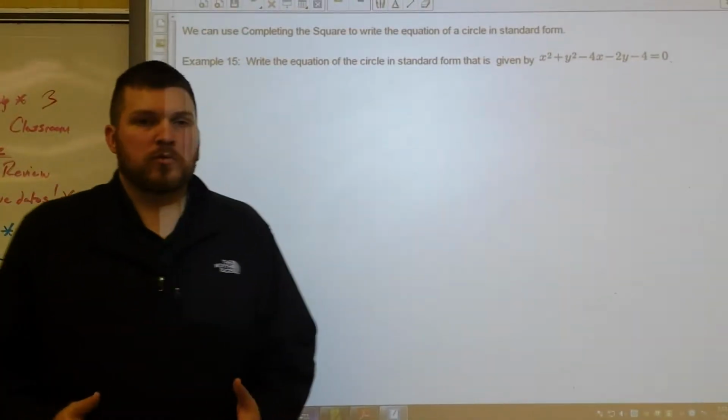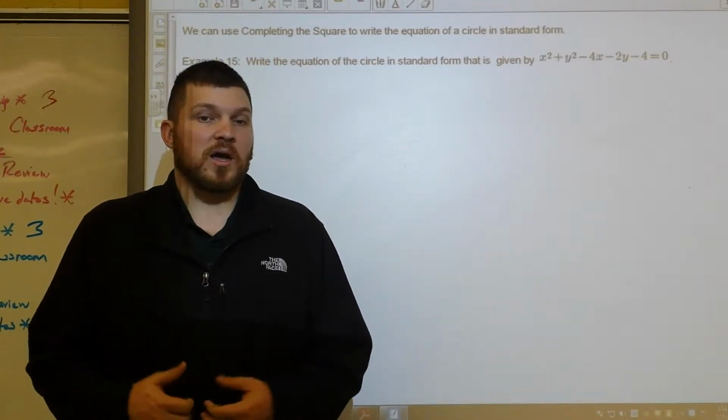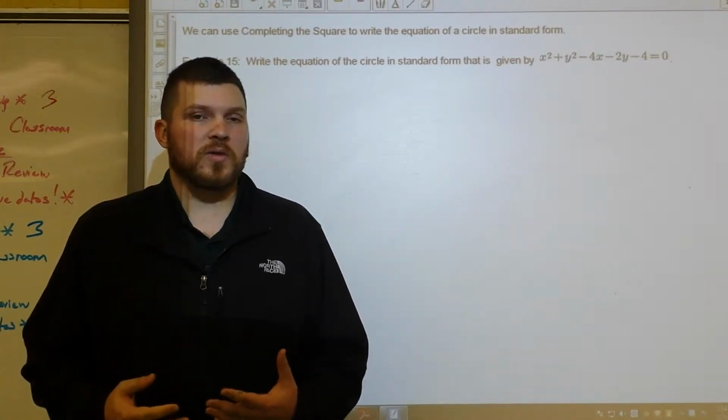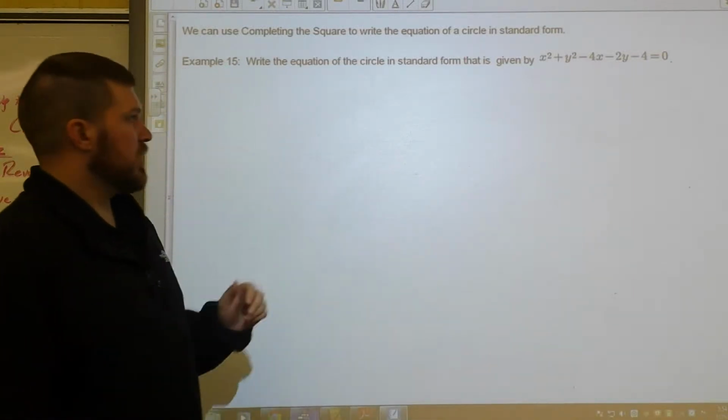In the last chapter, we talked about completing the square, and we used completing the square to solve equations. Another thing that completing the square can be used to do is to write the equation of a circle. So that's what we're doing in example 15.